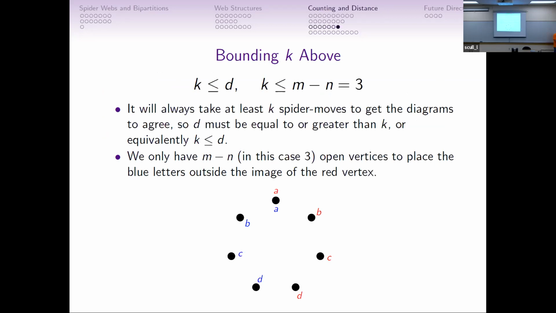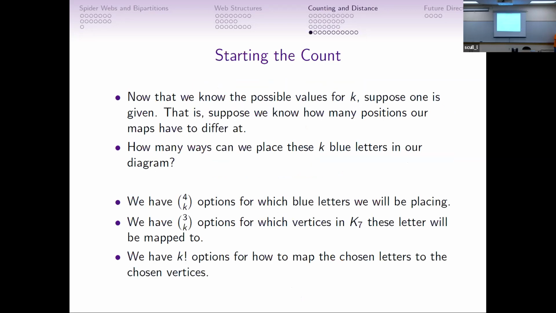So d can't be any less than k, or in other words, k has to be less than or equal to d. Likewise, we only have m minus n, in this case 3 empty spots to move on to. So k can't be bigger than 3. You only have that many slots to move on to. And of course, k can't be bigger than n because you only have n letters to move, so we can't move more than that.